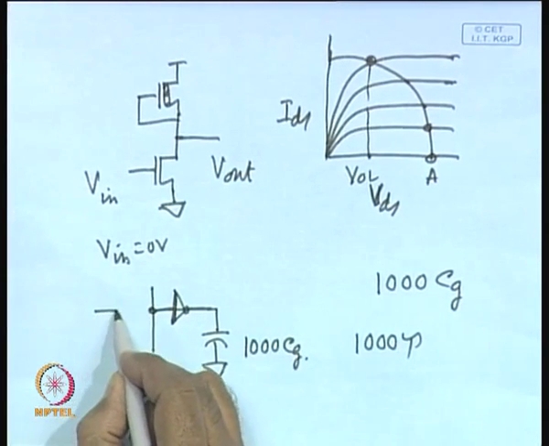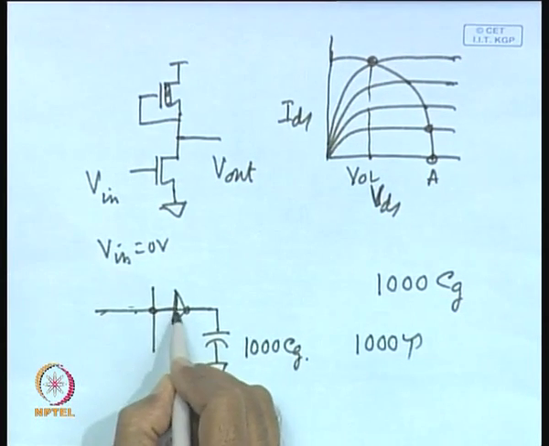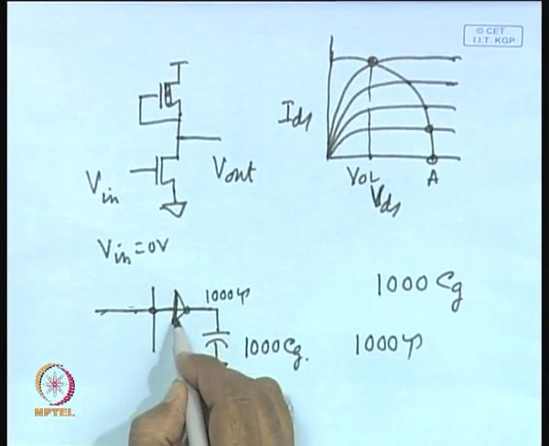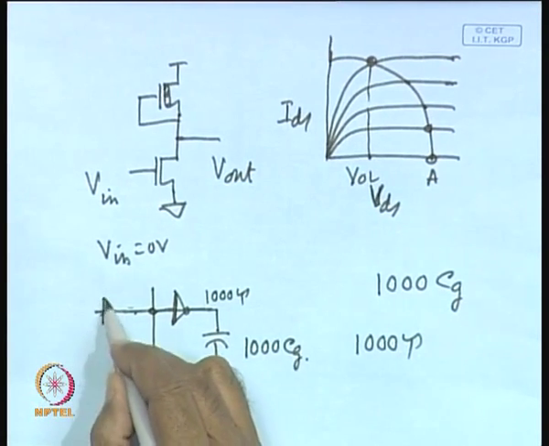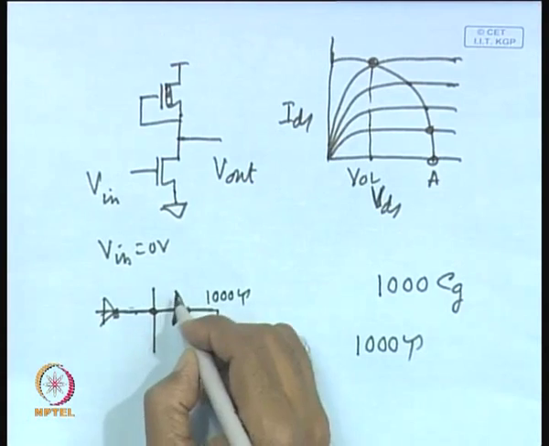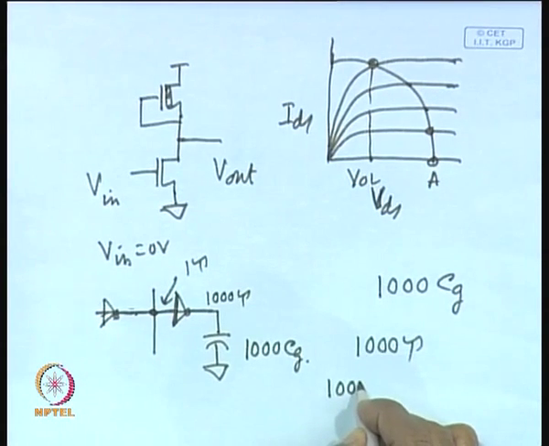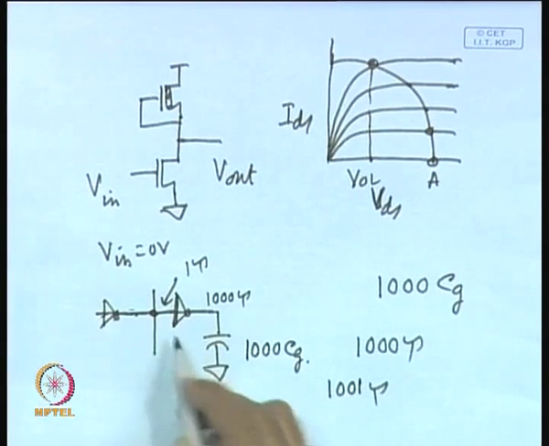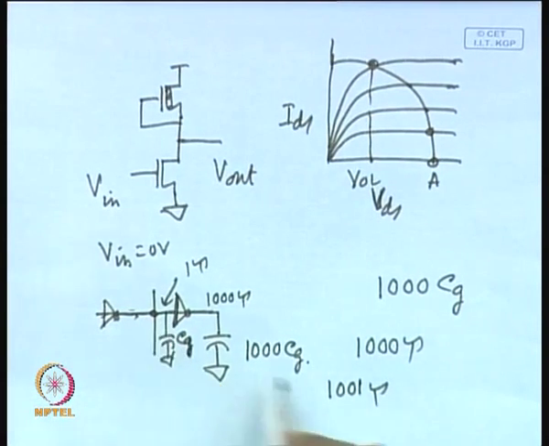However, you are driving this from internally, so there is some delay in driving this capacitance also. So, here it will be 1000 tau, and assuming that this is also being driven by a unit gate, maybe an inverter is there, driving this will involve a delay of 1 tau. So, the total delay is the delay in driving this capacitor and the delay in driving that capacitor. Here also you have a capacitor equal to Cg. To drive this capacitor there will be a delay of tau and to drive that capacitor there will be a delay of 1000 tau.